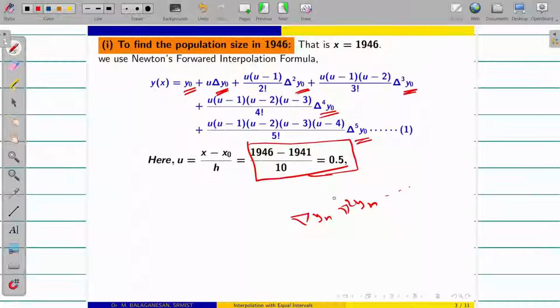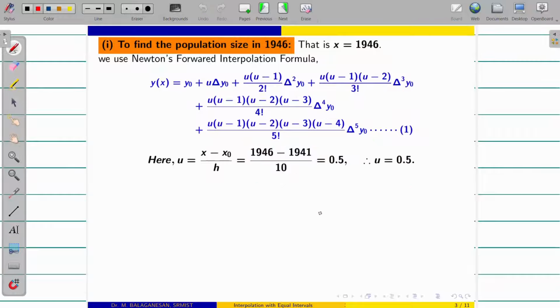Okay, fine. Now you know the value of u and everything else we can take from the table. Now we are going to substitute it in the formula, equation 1. That's it. You can get the answer.